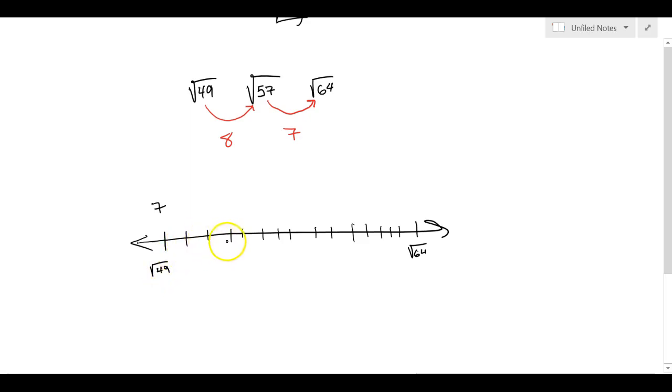49, 50, 51, 52, 53, 54, 55, 56, 57. And as we can see, it's ever so slightly past what would roughly be our midpoint, which is right about here. So I'm going to estimate about 7.6 because it's ever so slightly closer to 64 than it is 49. So once I have that, I'm going to say, well, if this is 7.1, 7.2, 7.3, 7.4, 7.5, these seem to match up nicely.